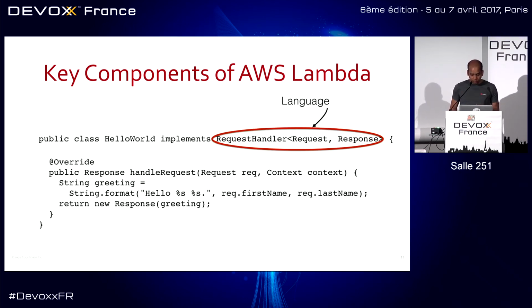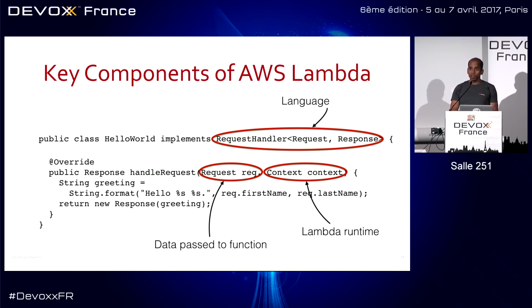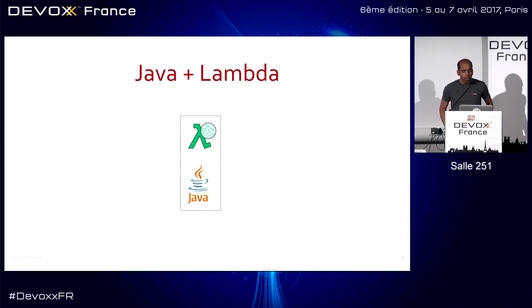So if I look at it, here it defines I'm using Java as the language runtime. Then I got the data passed to the function itself, and I typically pass JSON data. And then in the body of the function, I can say request.firstname, request.lastname, which is how I'm getting that data. And then I can return a new response, which is basically my POJO being populated with the response, and I return it back. And context is what gives me the Lambda runtime. So these are my key components of AWS Lambda.